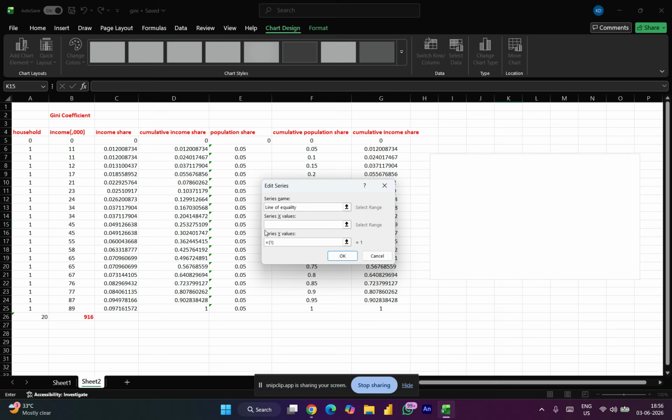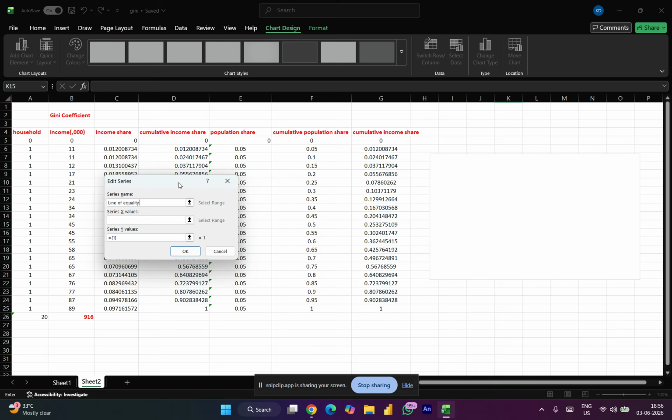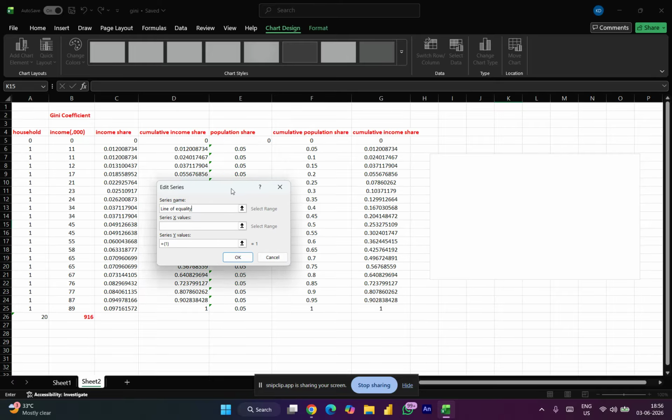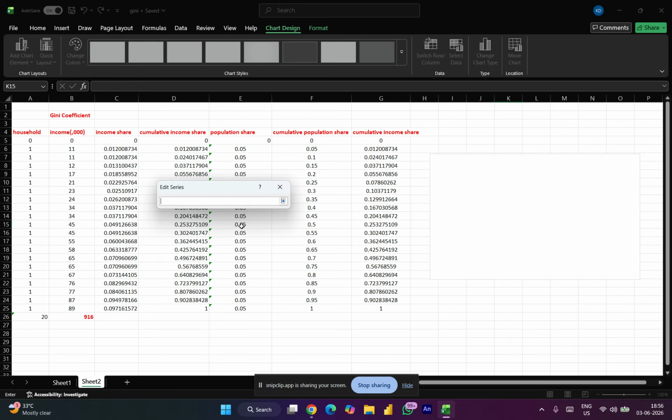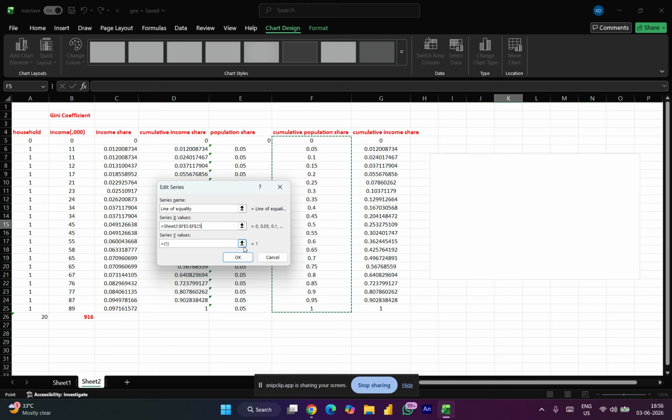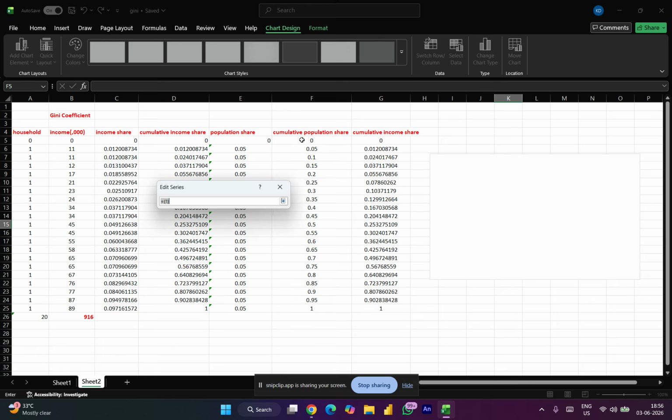For the line of equality, we need to put the same values for the x series and y series, because the line of equality, we know, is generated through a 45-degree line. So the values of the horizontal axis and vertical axis are the same. For the x-axis value, you can put this one or this one. Taking this one. Again put this one. Again the same.